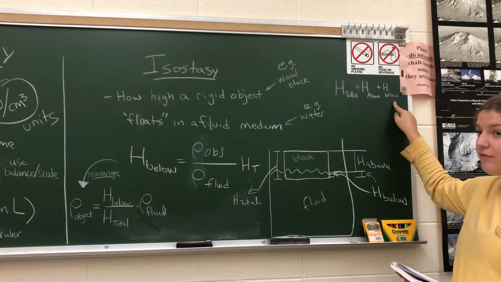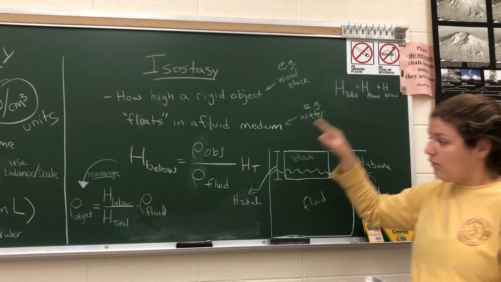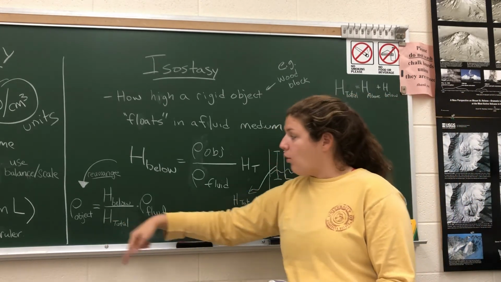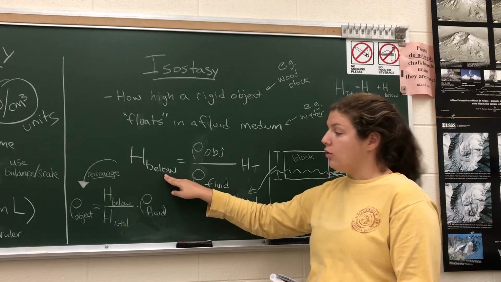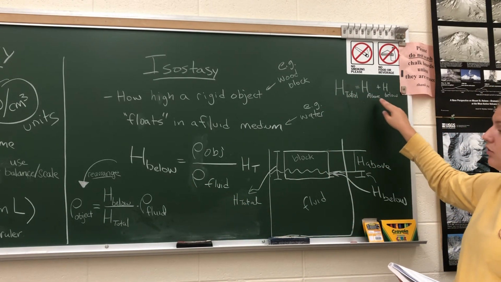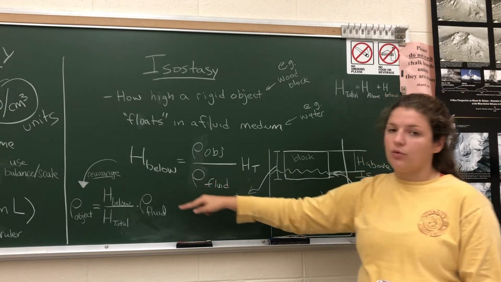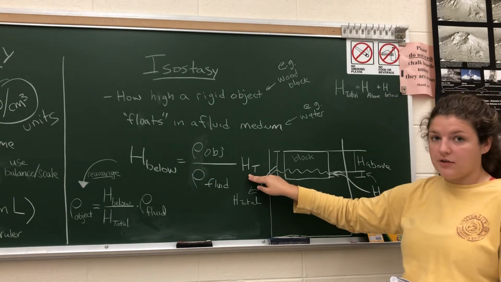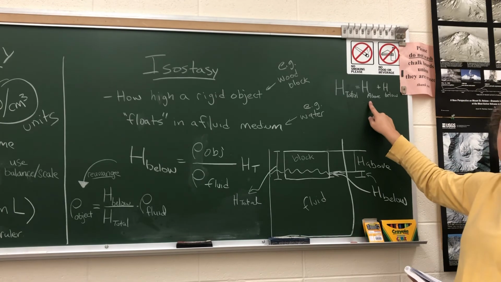So after you solve your equation for your object or for H below, you have one more step to do to solve for H above. If you find H below and you already know your total H, then all you're left with is this H above.